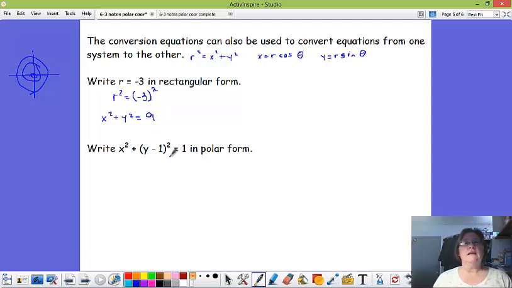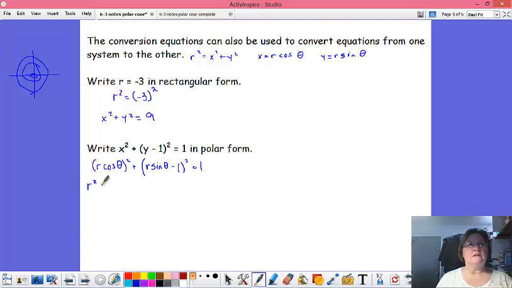We want to get this into polar form. So we're going to think x we know is r cosine theta, but we need x squared. So (r cosine theta) squared plus, and then it's y, so (r sine theta minus 1) squared equals 1. Okay, now that does not look encouraging to me, but I do know how to square this. The exponent goes to both places.